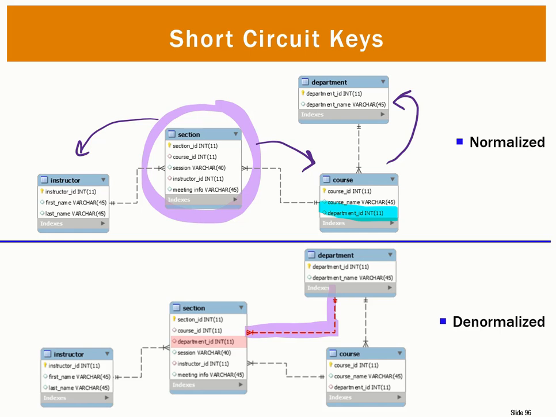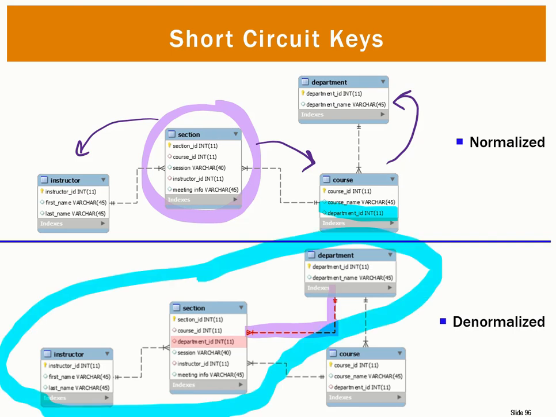So if I had queries that relied on the instructor, the section, and the department, and sort of cut out the course table, then that short-circuiting relationship will help me get that without adding in course into the join. However, if I do need to have all four tables, this denormalization doesn't really help much.